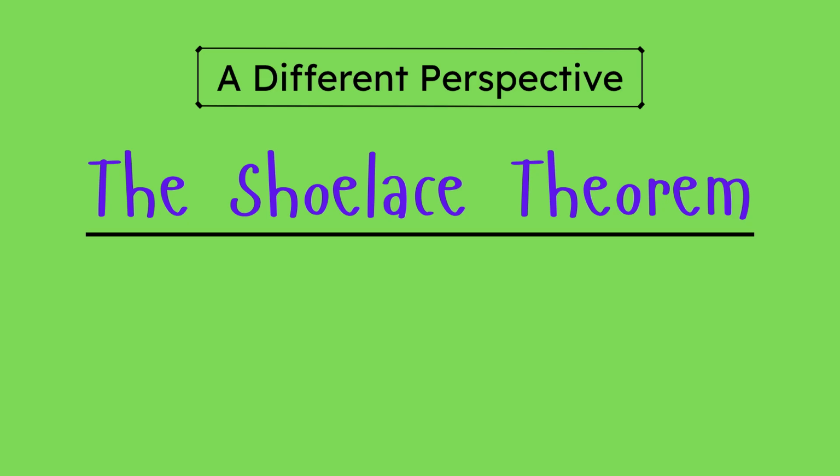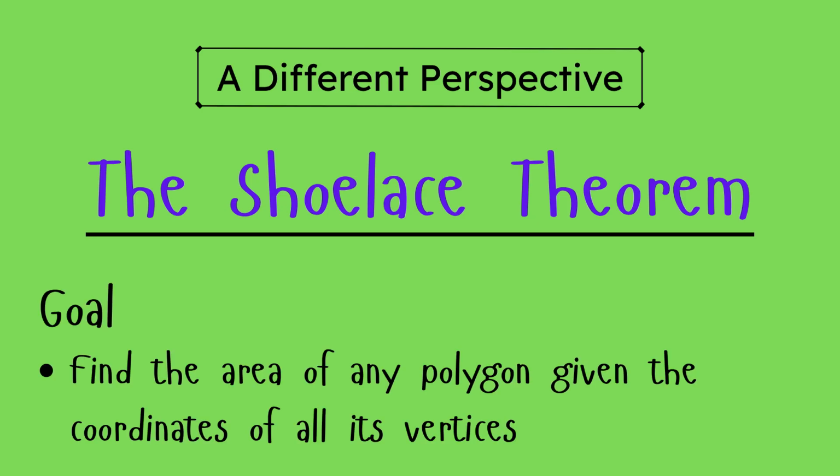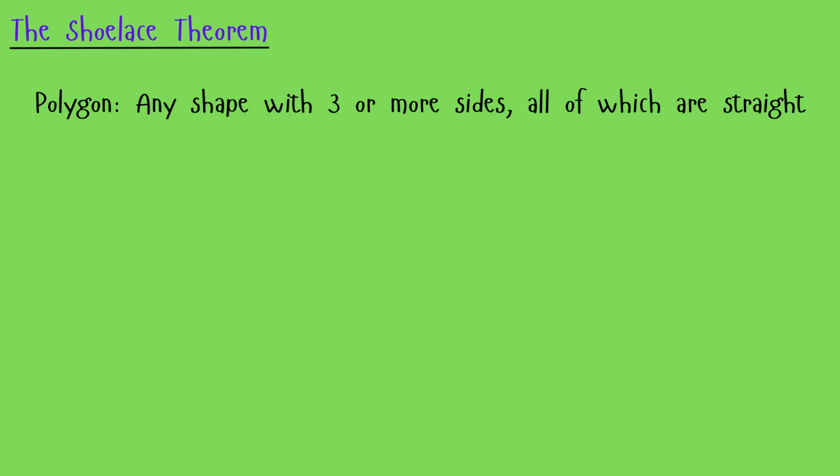This lesson will be on the Shoelace theorem, a stupidly powerful but very easy to learn tool that you can use in geometry, especially in analytical geometry. This theorem allows us to calculate the area of any polygon, assuming that we know the coordinates of all the polygon's vertices. A polygon is any shape with three or more sides, all of which are straight.